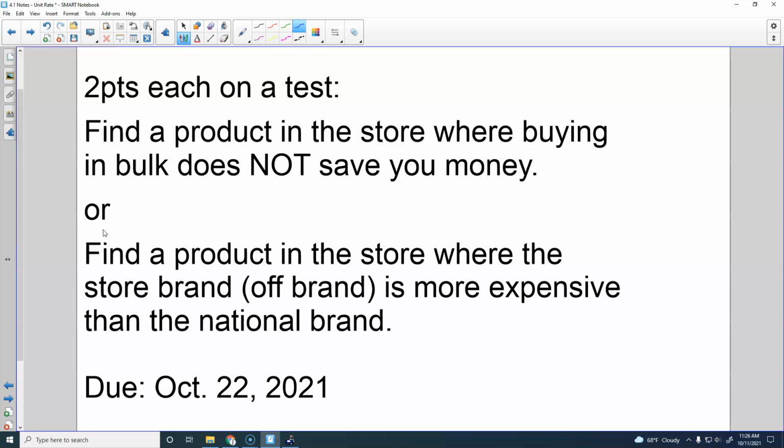So if you found 20, that'd be 40 points added to a test. Big bet. Whenever you have these, you need to email me the pictures with the price tags, and then your work for it. And you can do this along the way. So if you find eggs today, you could send me the picture of the eggs.